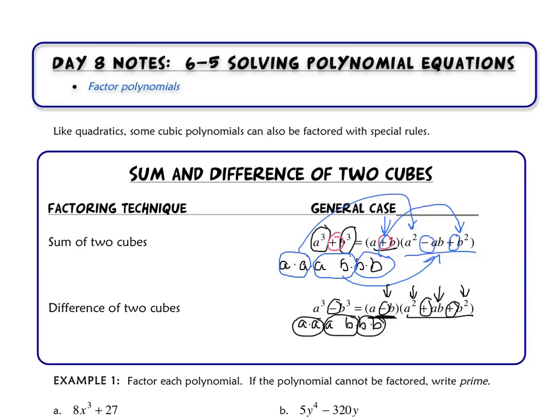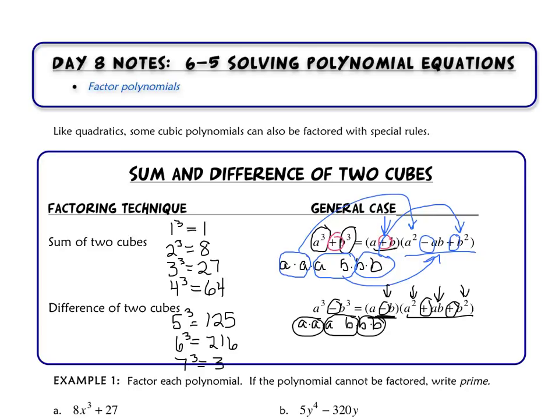All right, let's take a moment to talk about the first few perfect cubes because you are going to have to recognize them when you see them. The first one is 1 because 1 to the third would be 1. 2 to the third is 8. 3 to the third is 27. 4 to the third is 64. 5 to the third is 125. 6 to the third is 216. And 7 to the third is 343.